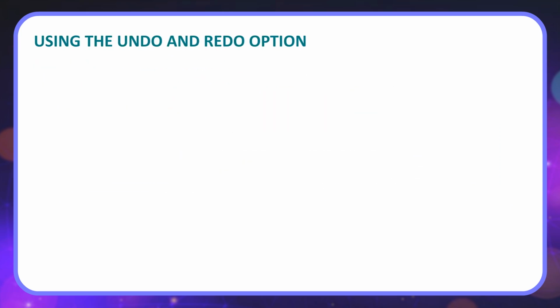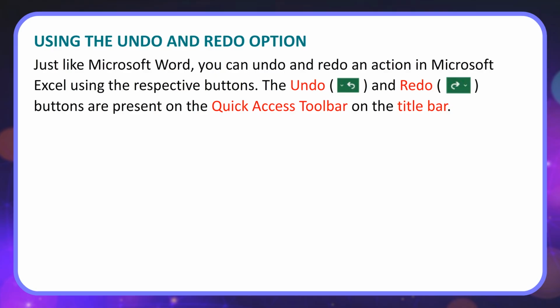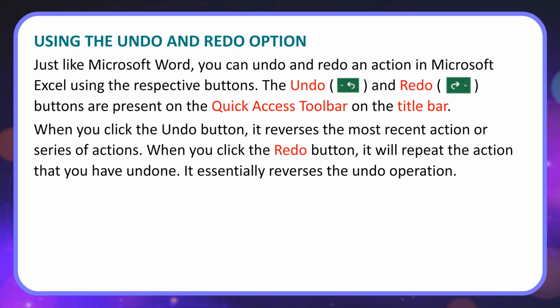Using the Undo and Redo option. Just like Microsoft Word, you can undo and redo an action in Microsoft Excel using the respective buttons. The Undo and Redo buttons are present on the Quick Access toolbar on the title bar. When you click the Undo button, it reverses the most recent action or series of actions. When you click the Redo button, it will repeat the action that you have undone. It essentially reverses the undo operation.